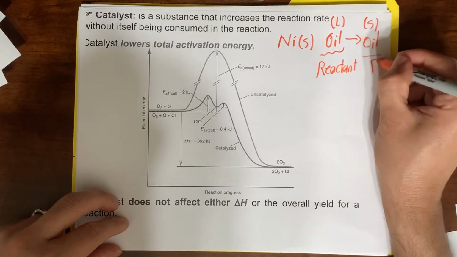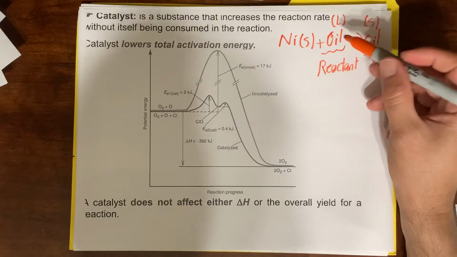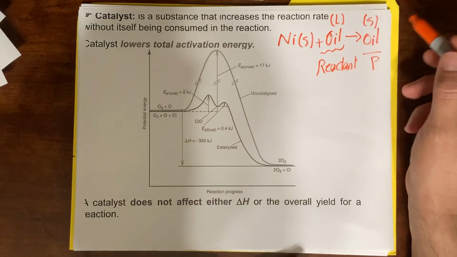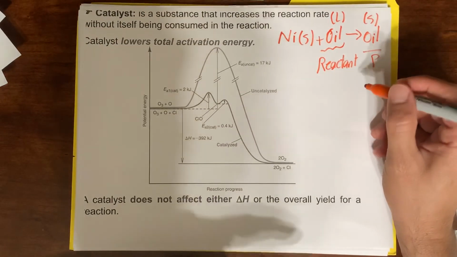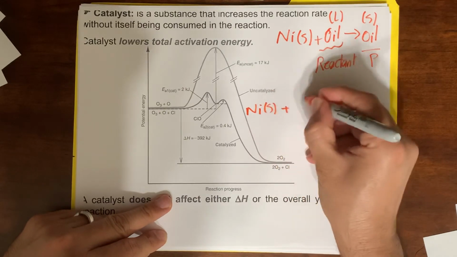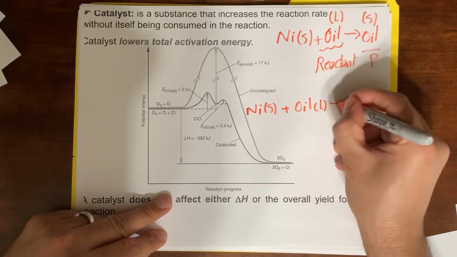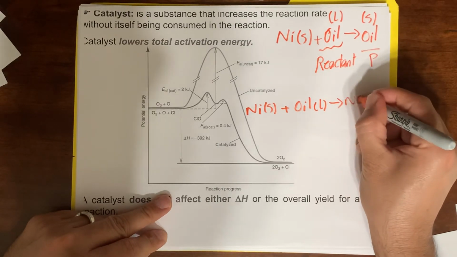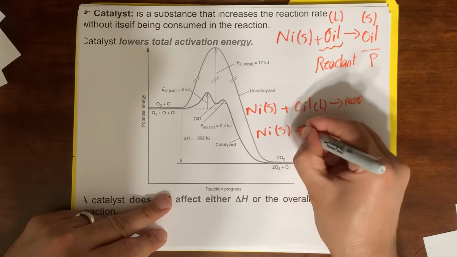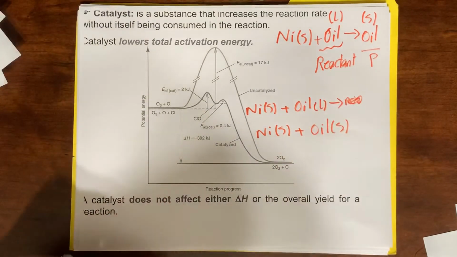This one, product. What's the role of nickel? Nickel is a catalyst. It will speed this reaction. So because it says catalyst, I should get it at the end. So I'm going to say nickel plus oil, which is going to be liquid. I get nickel again plus this time oil, it will be solid.